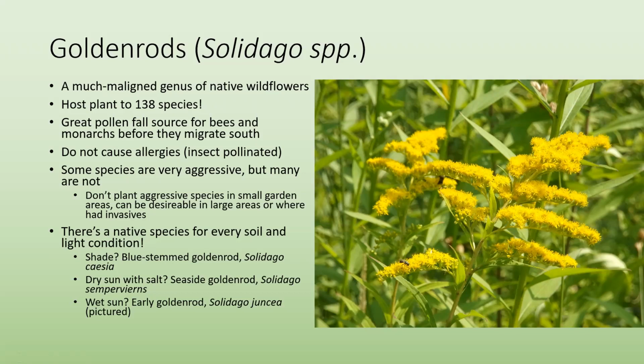Some species are very aggressive, but a lot of them aren't. So you want to think about it, like, don't plant an aggressive one in a small garden, but if you have a pretty big meadow where you just got rid of a lot of invasive species, then it could be a good thing to use. And there's one for every soil and light condition. Blue stem goldenrod you can grow in the shade, and it's a little bit aggressive, but not really. And for dry sun with salt, you can use seaside goldenrod. And then for wet sun, early goldenrod, which this picture is of, if you have a wetland garden, which is not aggressive and blooms a little earlier, so that's nice too.